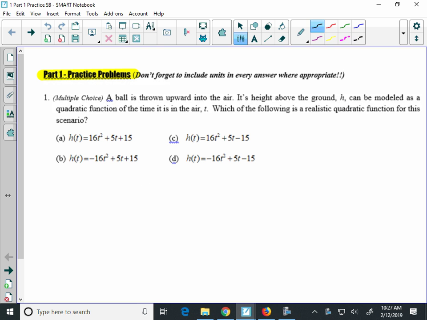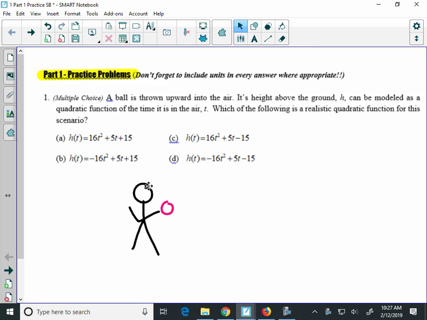So let's draw a picture. Here you are. You have a ball, and it is thrown up into the air before it comes back down. We'll even put the ground here. Right? So you throw a ball into the air. Its height is modeled by an equation.